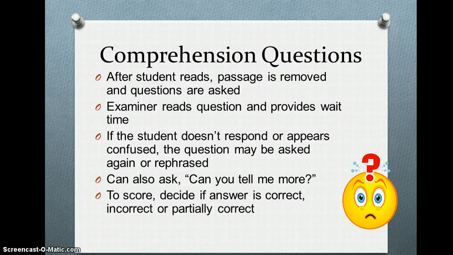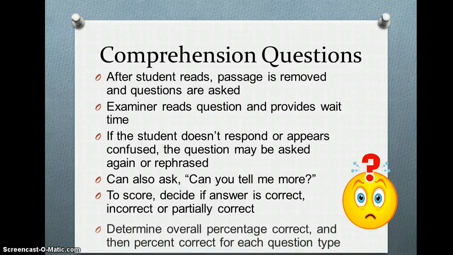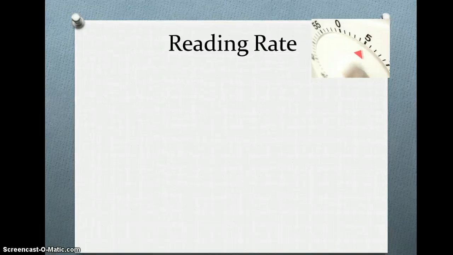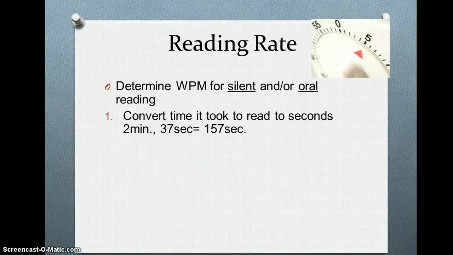And then to score, you would decide if the answer is correct, incorrect, or partially correct. However, the QRI does not advise giving half points. Then you want to determine the overall percentage correct, and then the percent correct for each question type to see if there is a strength with one over the other. Reading rate.